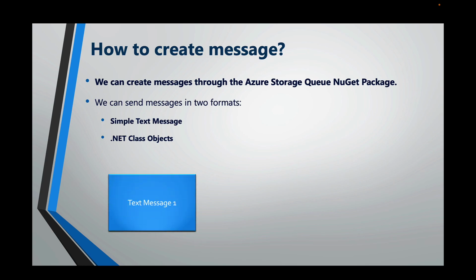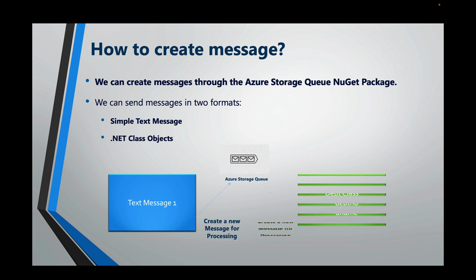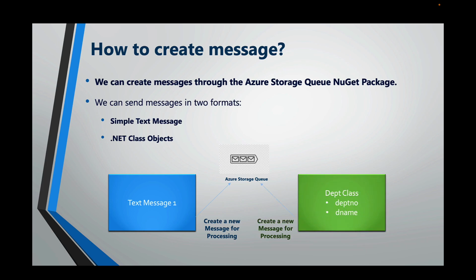So the simple text message is just a simple text message that actually gets pushed into the storage queue, and you can have a .NET custom class. For example, I have a Department class where you have two properties, a department number and a D name, which you could also create a message from and put into the queue. Now, these kinds of messages are more important because they carry data which would further be needed for processing. Let's say might be storing it in a database or somewhere else. So that's how the messages would be created.